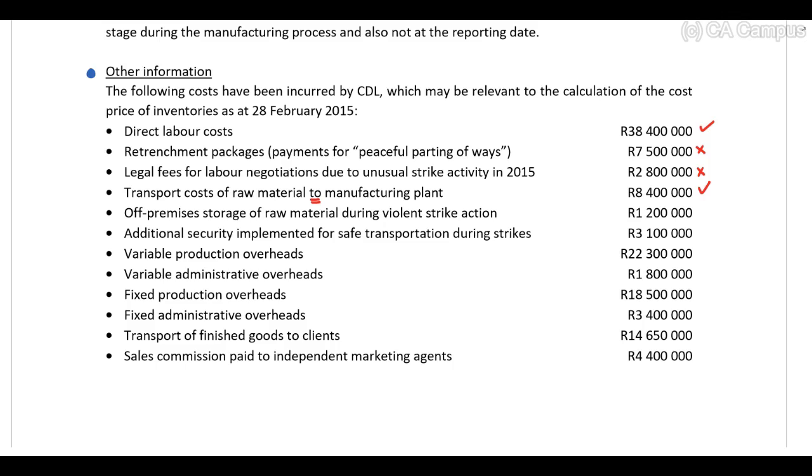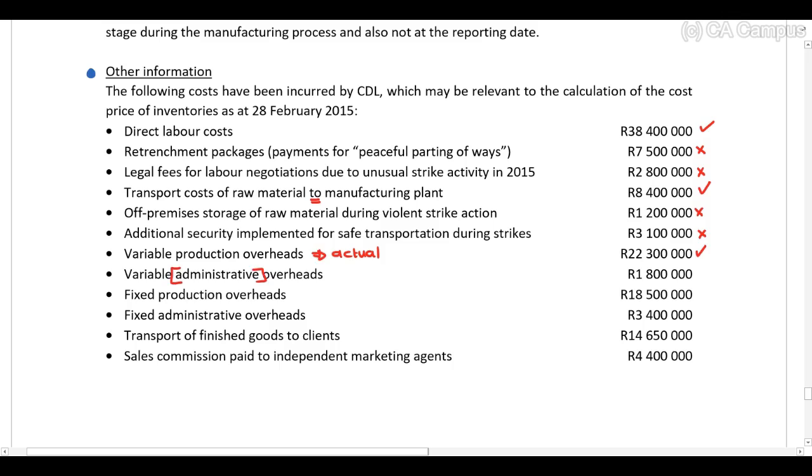Then, off-premises storage of raw material during violent strike action. Storage of raw materials, guys? Yes, but due to the fact that this is because of our violent strike action, no. Additional security implemented for safe transportation during the strikes, no. Variable production overheads, yes. Remember, variable will be based on your actual capacity. Variable admin overheads, no.